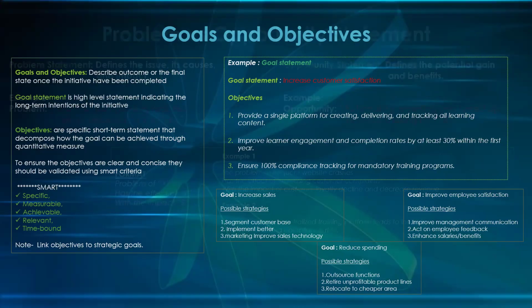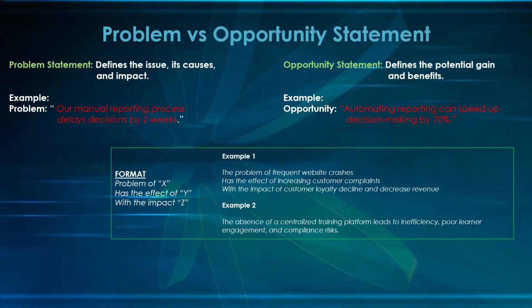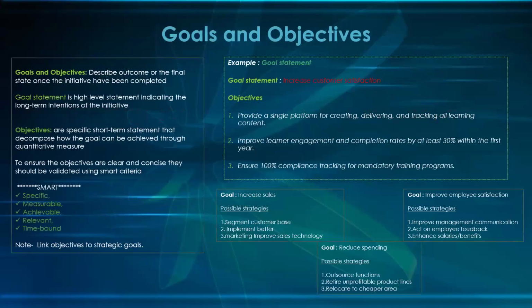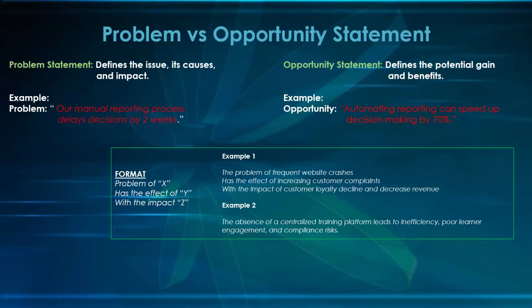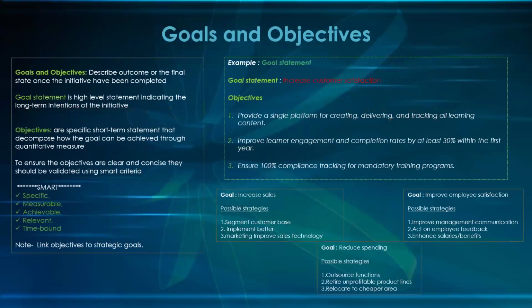Now, at the first instance, there's a problem or there's an opportunity. The next line is the strategy. How do you intend to resolve the problem or the opportunity? So we talk about the goals and objective. This is very vital.